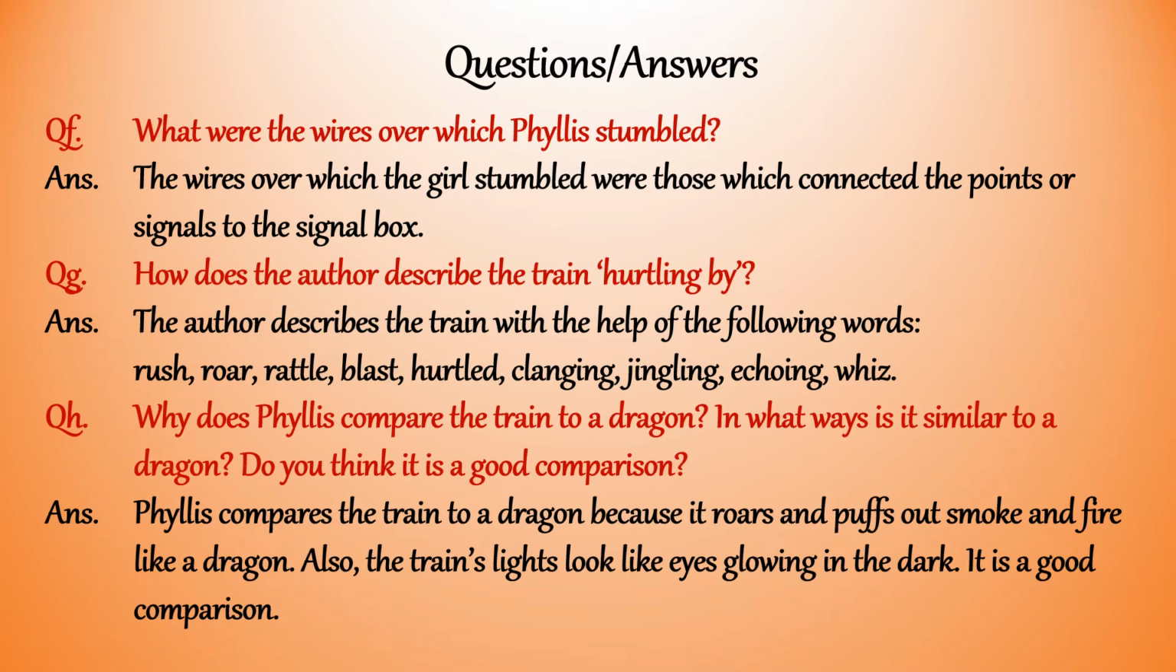Question H. Why does Phyllis compare the train to a dragon? In what ways is it similar to a dragon? Do you think it's a good comparison? Answer. Phyllis compares the train to a dragon because it roars and puffs out smoke and fire like a dragon. Also, the train's lights look like eyes glowing in the dark. It's a good comparison.